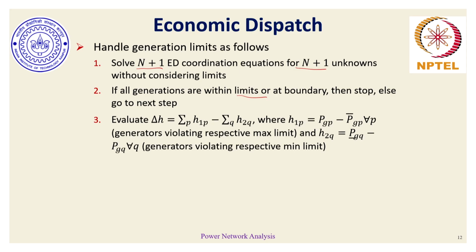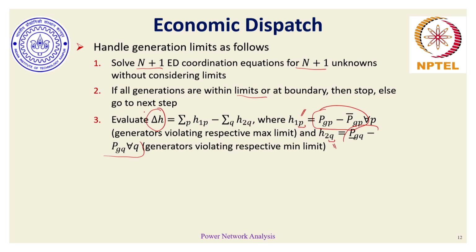So what you do is you figure out the generators which are violating their maximum limits, call that set of generators small p. Figure out generators which are trying to violate their minimum limit, call that set of generators q. So basically p refers to generators which are tending to violate their maximum limit. Q refers to the set of generators which are trying to violate their corresponding minimum limit. Evaluate these violations, which are shown over here or encircled over here, and then evaluate delta H.